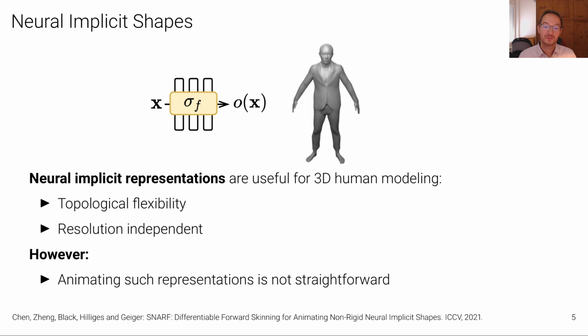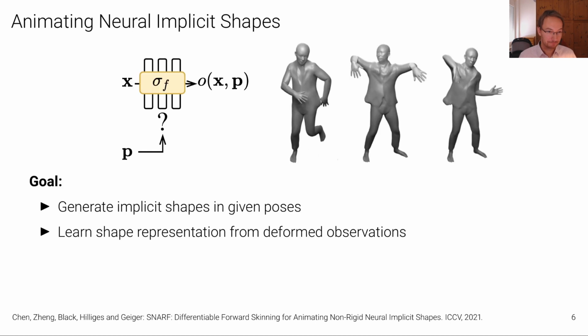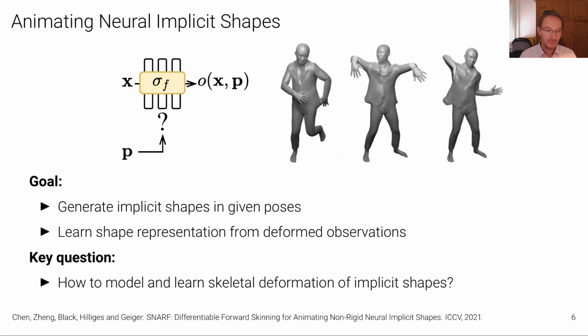However, animating representations is not straightforward. And this is the goal of this project. The goal is to generate implicit shapes conditioned on a certain pose, indicated by P here, as an additional condition to the neural network. And also, we want to learn these shape representations from deformed observations, from deformed raw shapes only. This makes it very hard, because we are not assuming any intermediate supervision, for example, on the skinning weights. The key question now is how to model and learn skeletal deformations of implicit shapes.